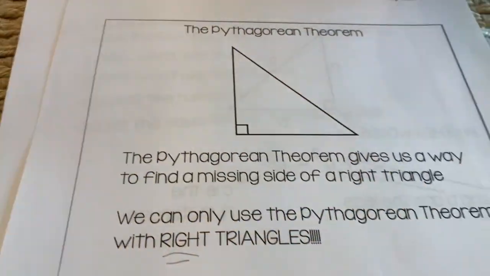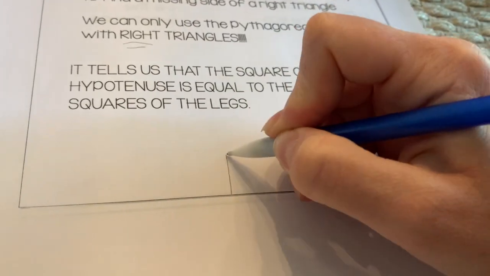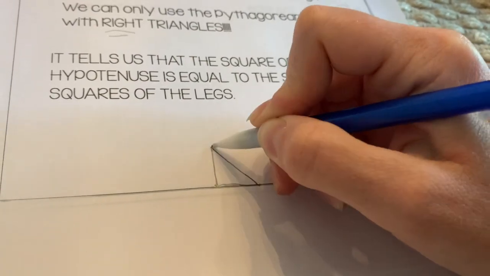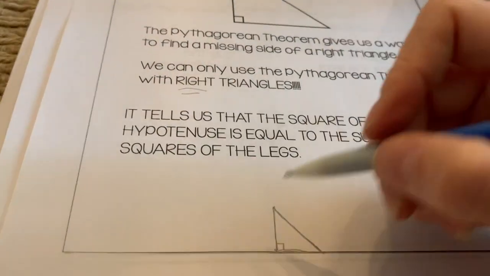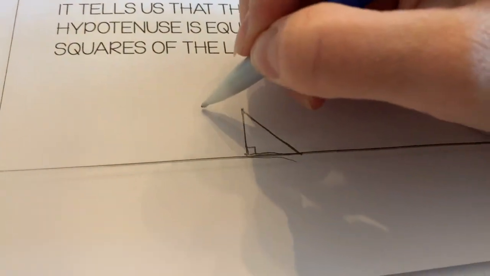Now, there is a whole proof to show this, but I wanted to just quickly show you the idea of it. So if you have a right triangle like this, what they're telling us is if we took each side of this triangle and we created a square of its length, right?